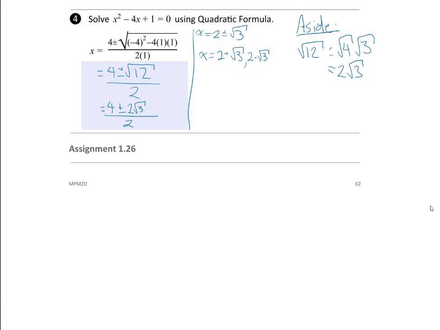Okay, that's it for this assignment. As you're working through the work, make sure you keep writing out that quadratic formula. That's going to help you out a lot. And good luck with the assignment. If you have questions, feel free to ask me.